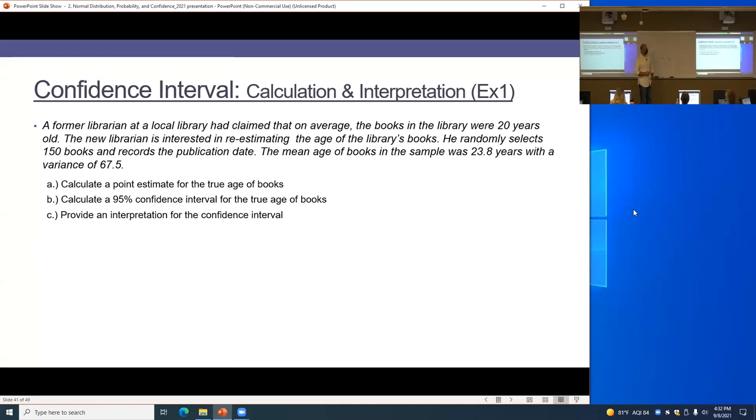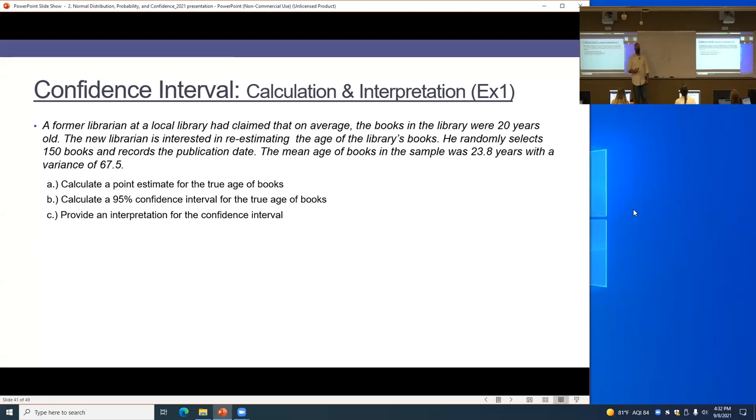The person randomly selects 150 books and records the publication date. The mean age of the books in the sample is 23.8 years, with a variance of 67.5. What we want to do with this is calculate the point estimate for the true age of books. We want to calculate a 95% confidence interval for the age of books in the library, and then provide an interpretation of that interval.